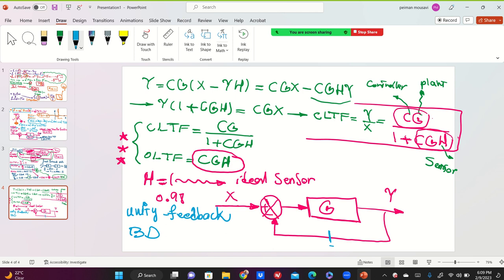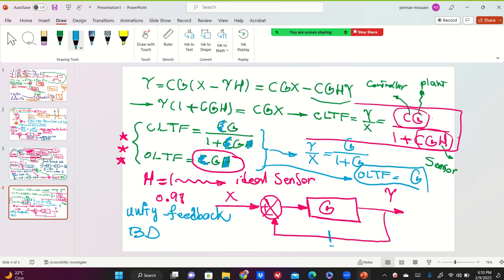Guys, now, to go back to our problem, you know that the closed loop transfer function, because I said there is no controller yet and H is 1, is going to be G over 1 plus G. And the open loop transfer function of your plant, with no controller yet and H ideal, is going to be only G. Here we go. Plant.